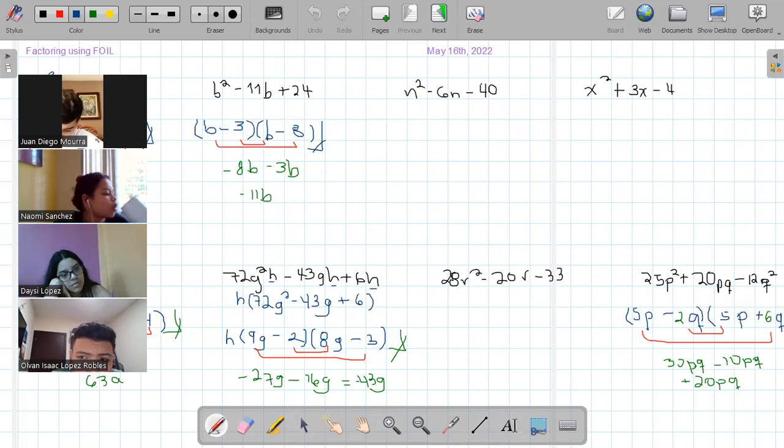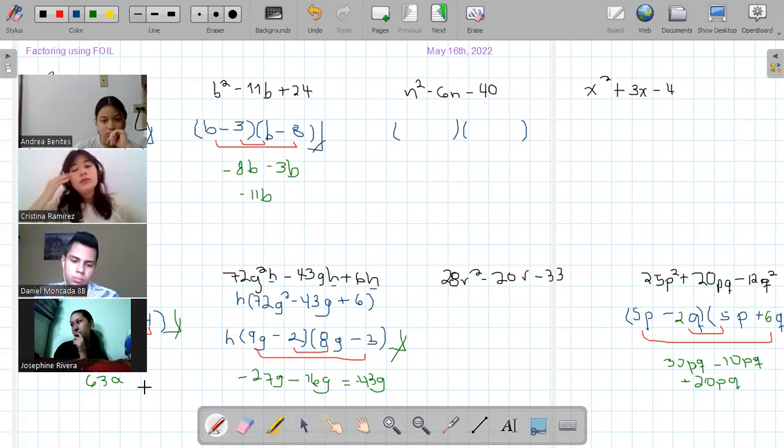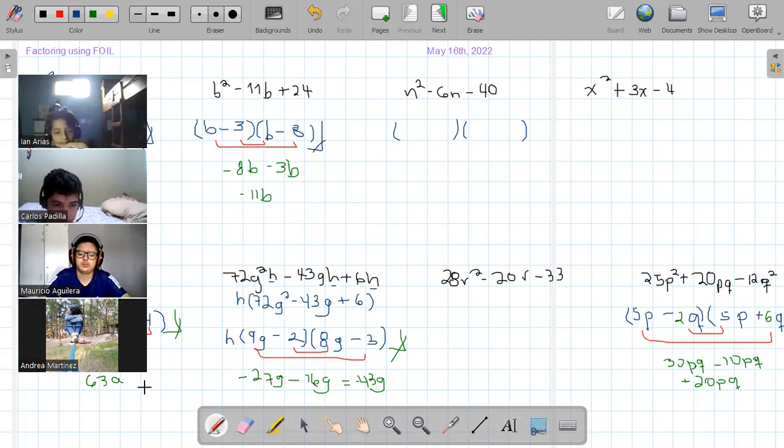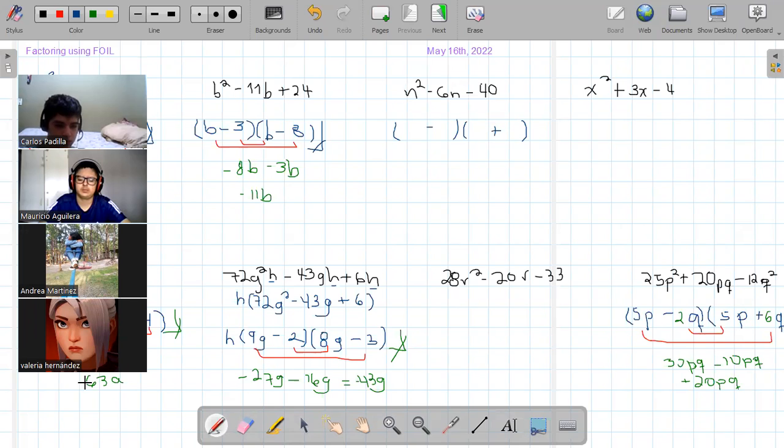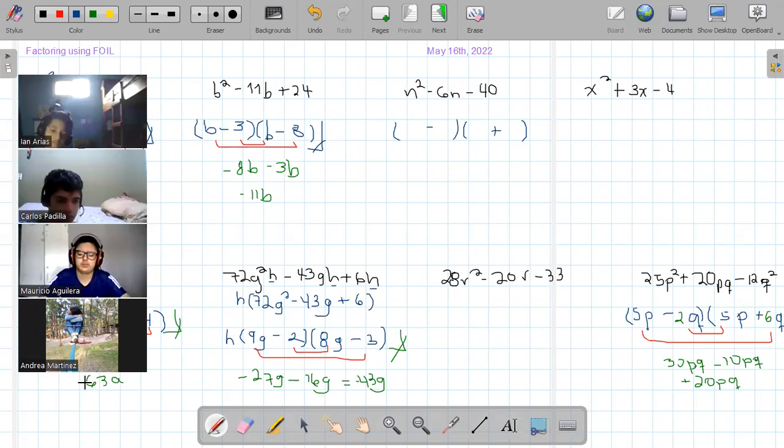So what we're going to do, we open 2 parentheses. What sign goes in the first parenthesis? Negative. And then we multiply the signs, right? Negative times negative, positive. So positive. Now remember, we have an even exponent, so we're going to divide that exponent by 2, and we're going to divide it into each parenthesis. So that would give us n and n.